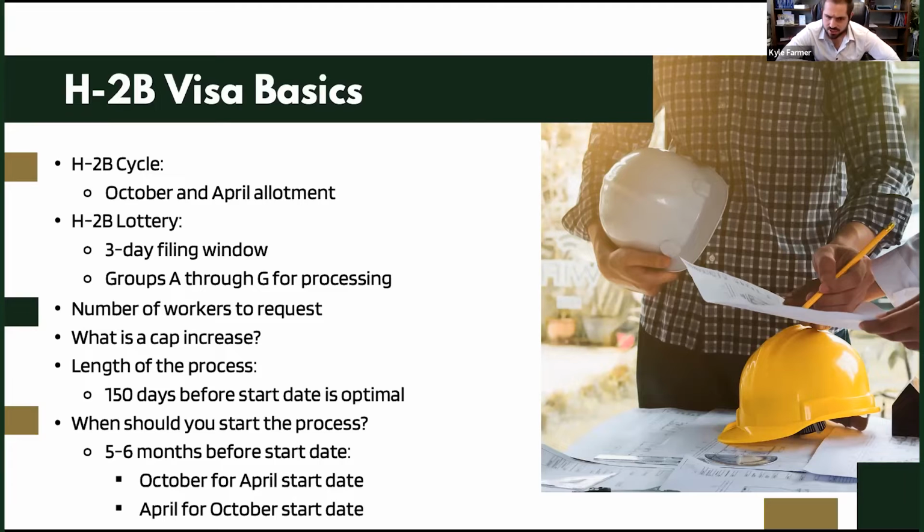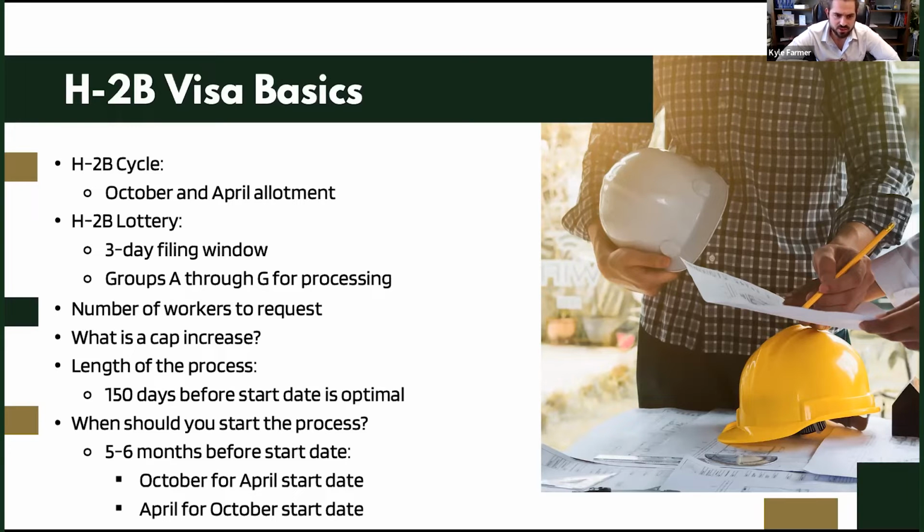So the length of the process, 150 days before the start date is optimal. And that's still even a little bit on the aggressive side. If you could do 180 days, that's even better. So you want to start the prevailing wage determination pretty early on. There's no reason not to just get the prevailing wage determination out of the way.